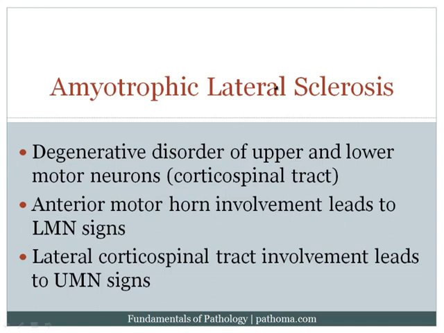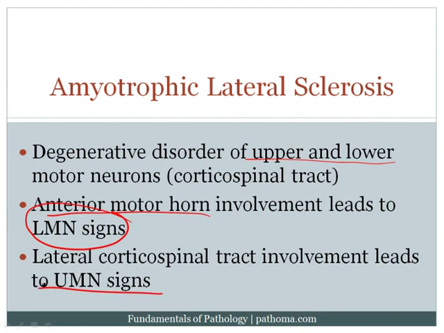Amyotrophic lateral sclerosis is a degenerative disorder of upper and lower motor neurons. You get degeneration of the anterior motor horn, which then leads to lower motor neuron signs. So the lower motor neuron signs include flaccid paralysis with muscle atrophy. You get fasciculations, weakness with decreased tone, impaired reflexes, and a negative Babinski. So it's as if everything kind of decreases, where you have this flaccid paralysis with decreased tone, with impaired reflexes, and downward going toes. And because you involve the lateral corticospinal tract, that leads to upper motor neuron signs.